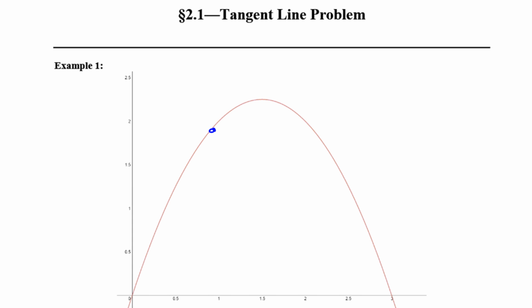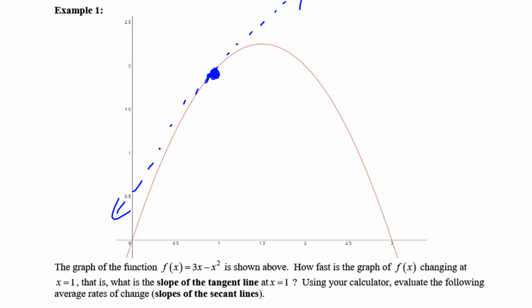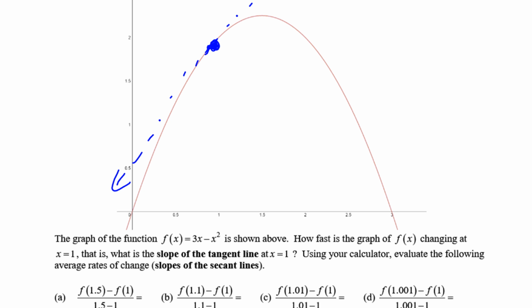See, a tangent line, remember, from geometry, it would only intersect the function in one spot. So we can kind of imagine this line here, and it's just touching the graph right at one point when x equals 1. So we want to know what's the slope of that. And we're going to estimate that right now by finding the slope of secant lines.